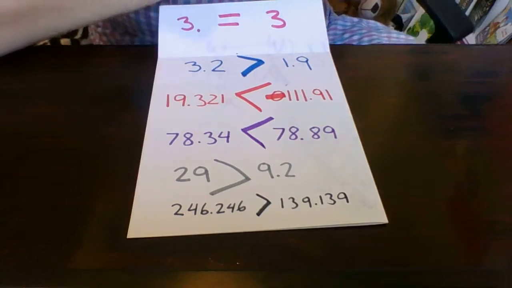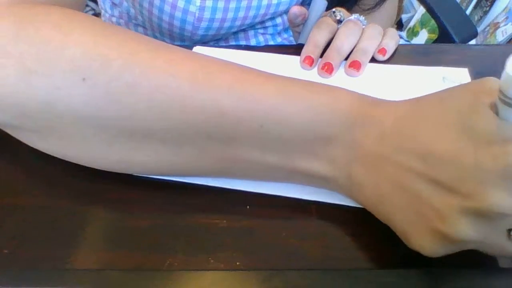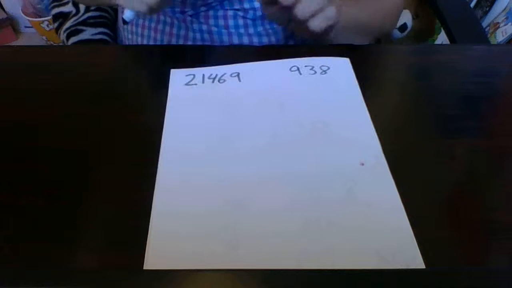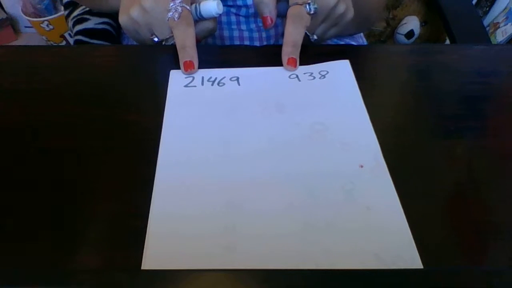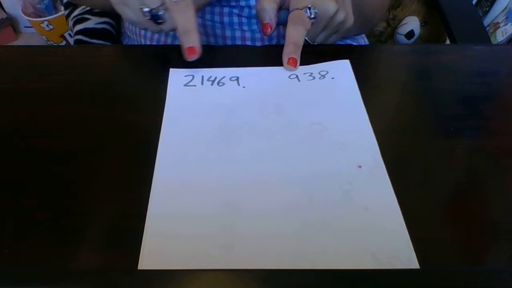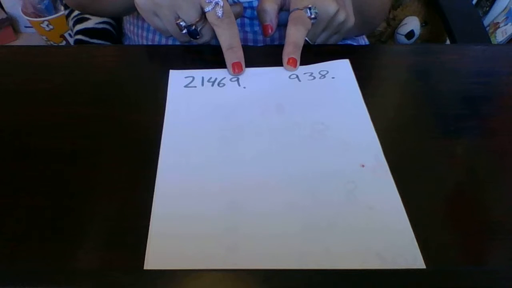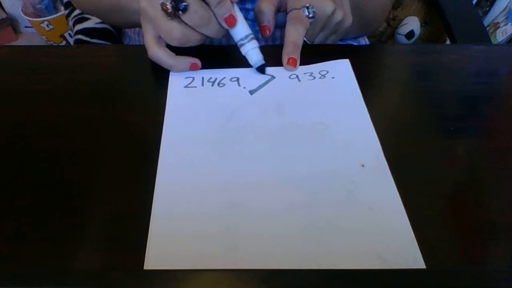Now, don't get overconfident. Here's an example just to help your thinking. If I have 2, 1, 4, 6, 9, and on this side I've got 9, 3, 8, and I look at my first digits, well, 9 is bigger than 2, but remember I have decimals here. They're assumed to be there. So this is a bigger number. It has 1, 2, 3, 4, 5 digits. So I immediately know the 5-digit number is larger.